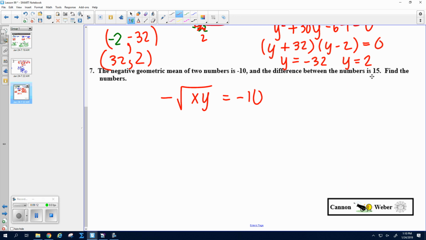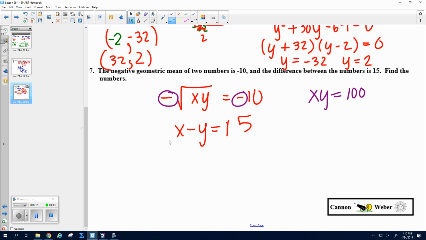All right, then it says the difference between the two numbers is 15. So we do x minus y equals 15. Do you guys need me to do this one? It's the same. What is one thing some people struggle with, this negative sign? Can we just get rid of these? Yeah, if you multiply both sides by negative, or if you square the entire thing, you're going to get xy equals 100. And then you just solve the same way. It does factor. There are two sets of answers. Okay, any questions? Okay.